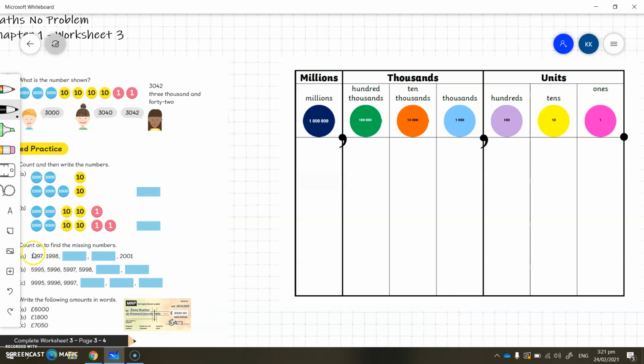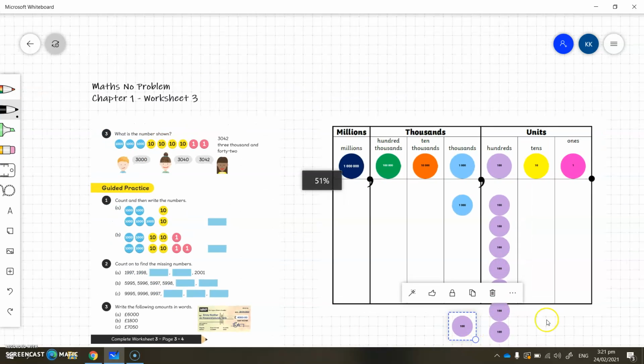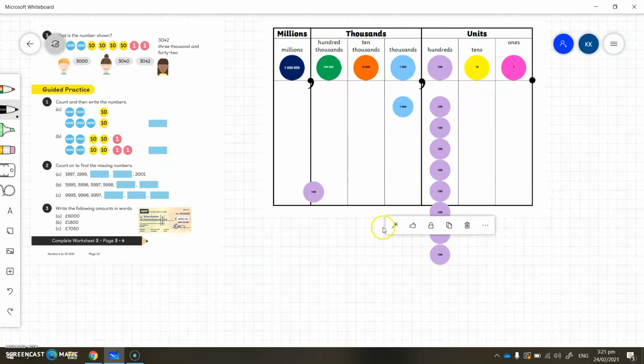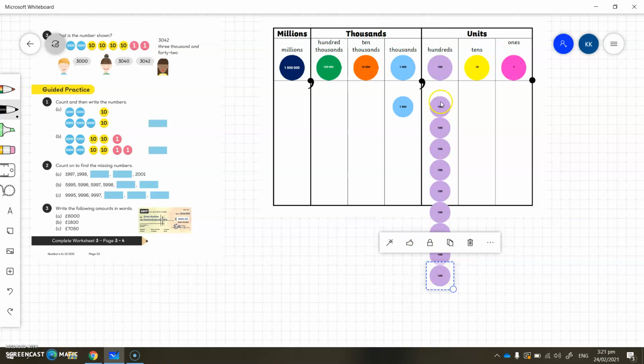Well, if I take a look at my place value chart, first of all, let's start to model 1,997. That's the first term in our list. 1,000. 9 hundreds. 1, 2, 3, 4, 5, 6, 7, 8. We need more room. 9 hundreds. Let's double check. 1, 2, 3, 4, 5, 6, 7, 8, 9. 9 tens.